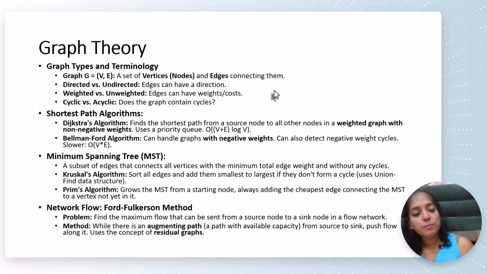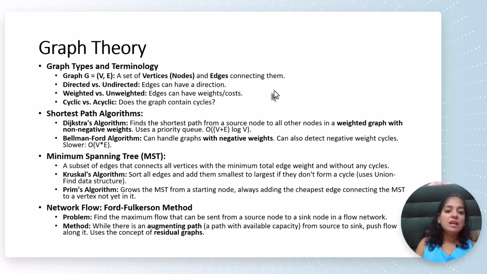Then weighted and unweighted graphs: if each edge has an associated weight or cost, then that is called a weighted graph. Cyclic and acyclic graphs: if a graph contains a cycle, it is called a cyclic graph, and if a graph does not contain a cycle, it is called an acyclic graph. Then there are certain shortest path algorithms like Dijkstra and Bellman-Ford, which are used to find the shortest path between two vertices or all pairs of vertices.